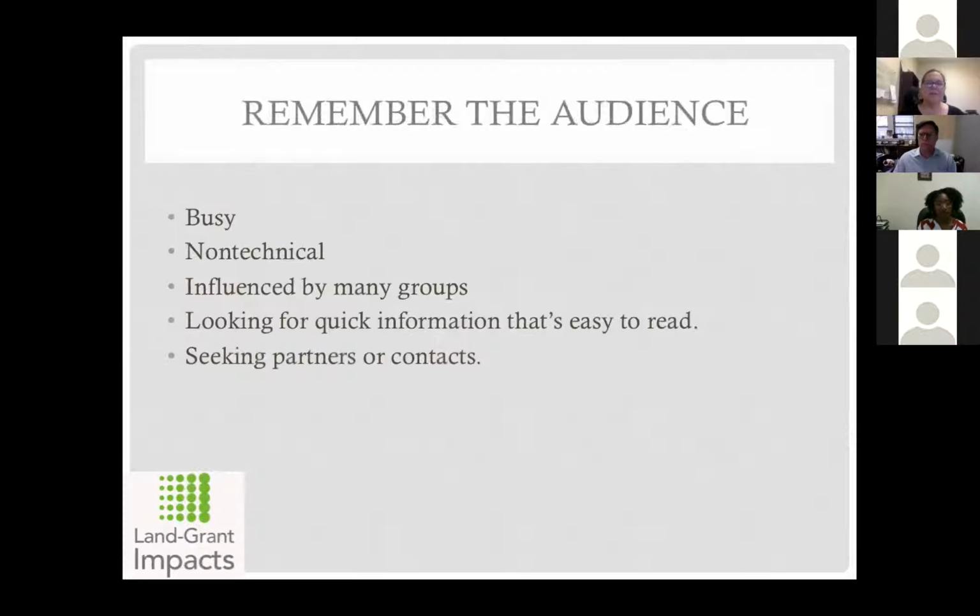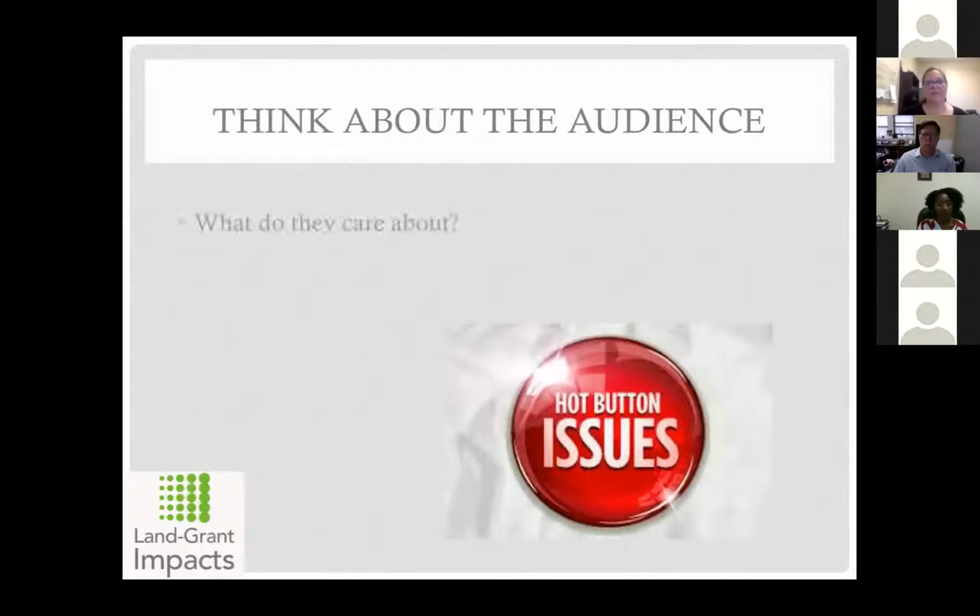It's a place where people come to look for partners or contacts if they are scientists themselves working on a project. So are you including that kind of information that they're going to be able to find if they are working on a similar situation? Who would be a good partner for them to further that research?